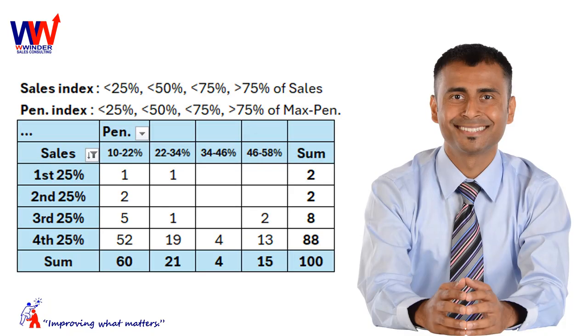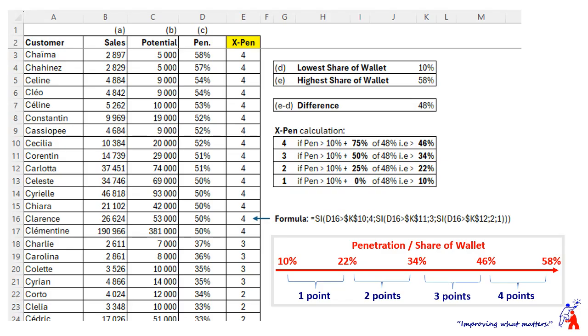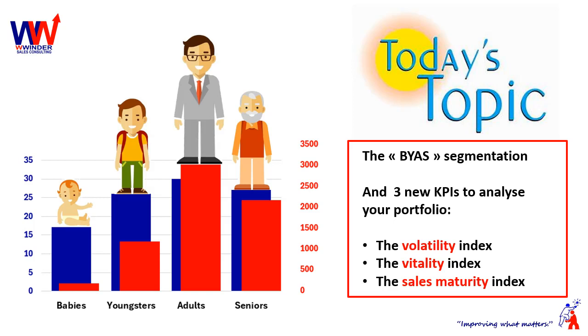Last week you were introduced to another way of analyzing your customer portfolio based on sales and buying potential. I've explained in detail how to construct the analysis report, and the formula for calculating the X-Pen indicator, which is crucial to this analysis. Today I'm going to introduce you to a complementary approach, and 3 very useful indicators: the volatility and vitality indexes for your customer portfolio, and the maturity index of your sales revenue.